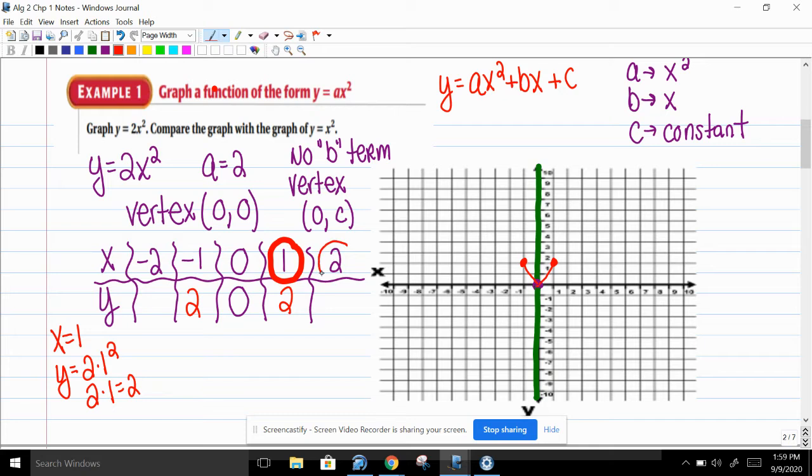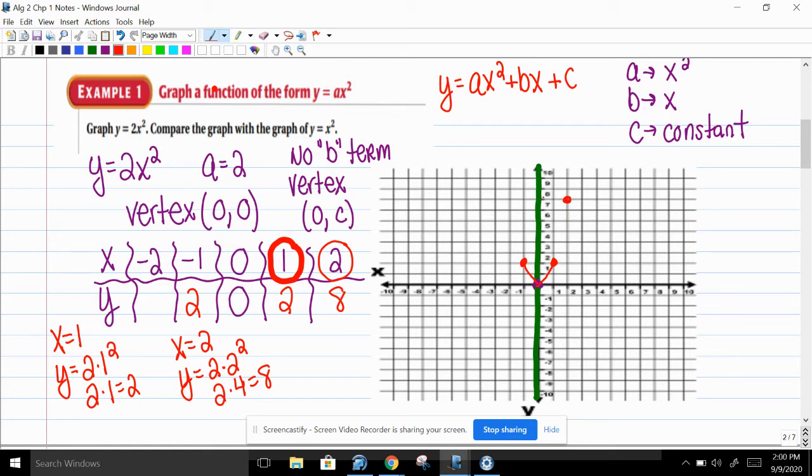Now I'm going to plug in x is equal to 2. When x is equal to 2, y is equal to 2 times 2 squared, which is 2 times 4, which is 8. So 2 comma 8 is on the graph. 1, 2, and then up 8. So I'm going to go all the way up to 8, which is right. Let's see, 3, 4, 5, 6, 7, 8.